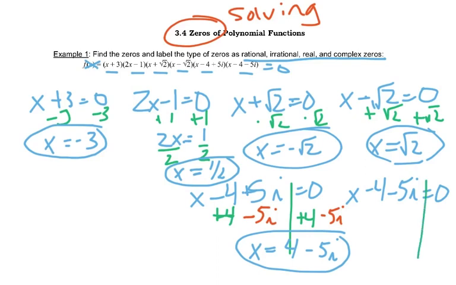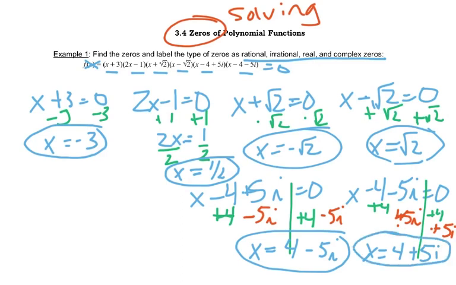I'm going to do the same thing with this next one. I'm going to add 4 to both sides. And then I'm going to add 5i to both sides. And that will give me my answer of x equals 4 plus 5i as my last answer. Now the directions also say label each zero as rational, irrational, real, complex.